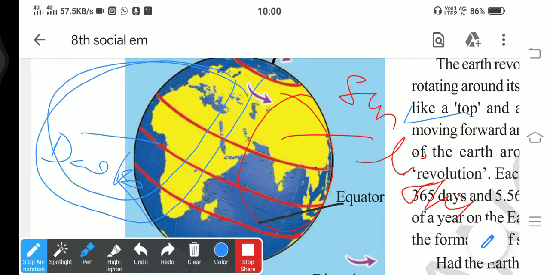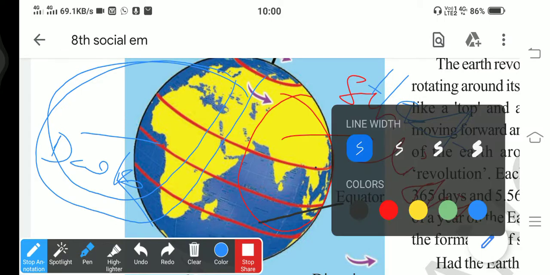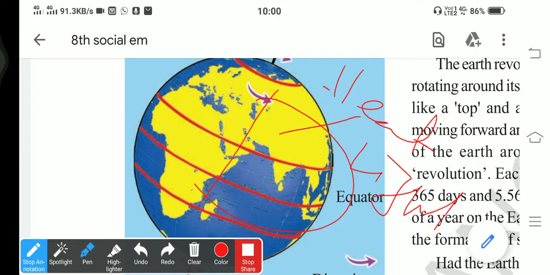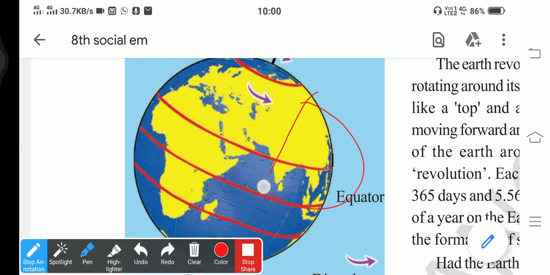That means the half portion which is exposed to the sunlight continuously receives heat. The portion exposed to sunlight receives continuous heat and light, in all the days. So what would happen here? This becomes very hot.